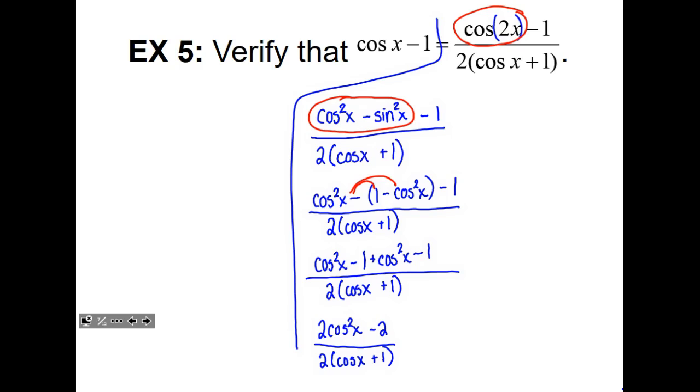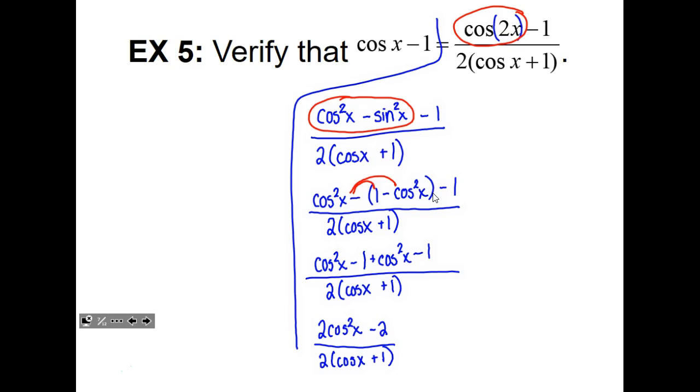I'll give you a second to look at this. What questions do you have? Yes, on this step right here. And then right here at the sine squared x, we can replace it with 1 minus cosine squared x, because that's an identity that we know also. Alright, any ideas of what we can do now?